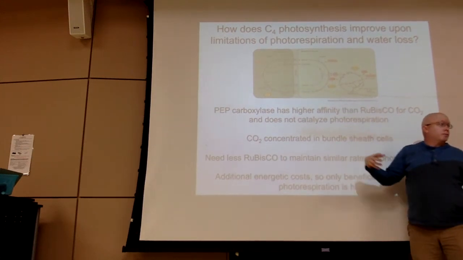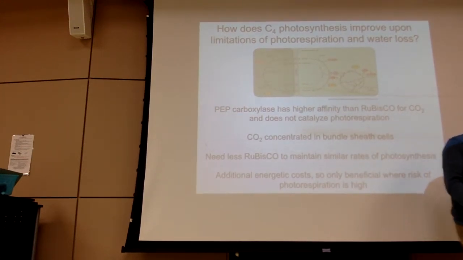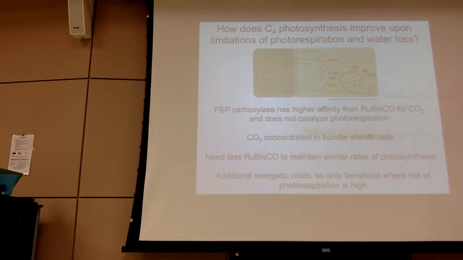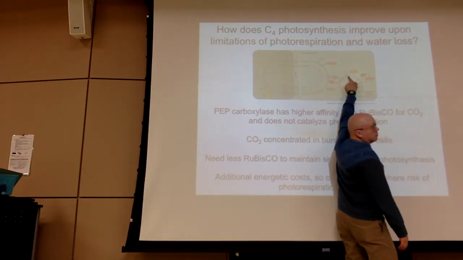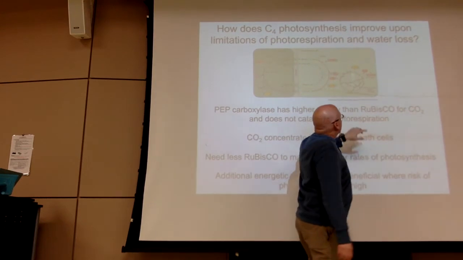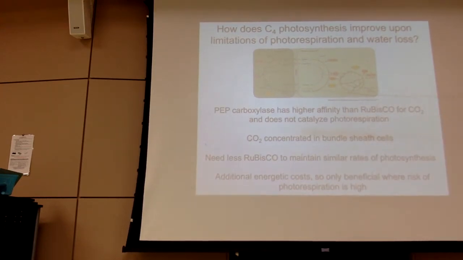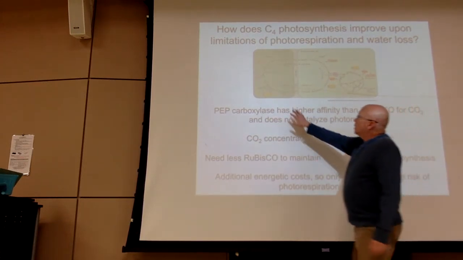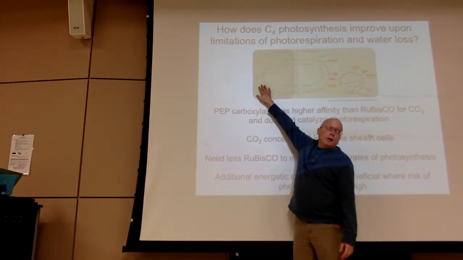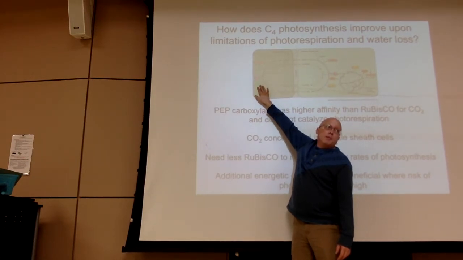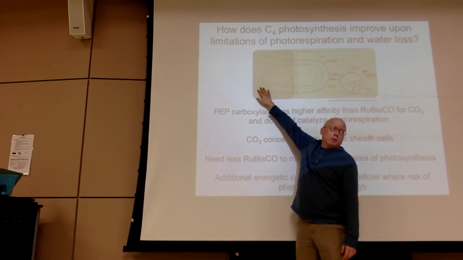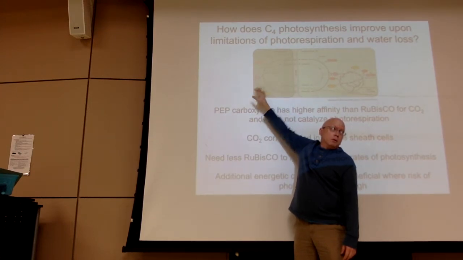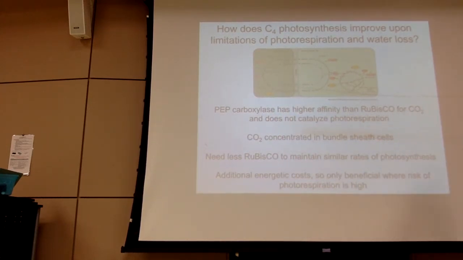The bundle sheath cells are protected from the effects of oxygen. So you don't have competition of oxygen and carbon for access to Rubisco. You see here that Rubisco is still in there. It's just that there's no oxygen, just carbon. Carbon and oxygen are both here, but what's the enzyme that you use to capture carbon here? Carboxylase.